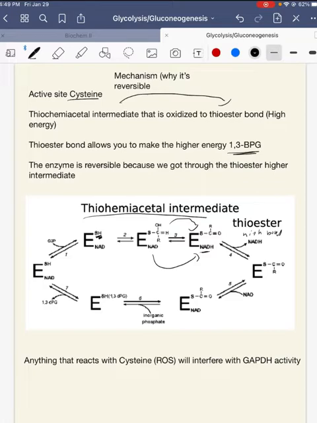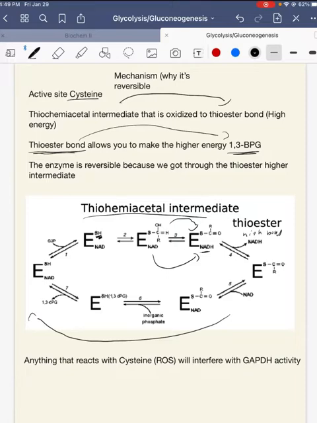And the enzyme, I'm not going to go into too much detail on the enzyme, but the enzyme just mainly continues in a circle. So once the energy is made in the thioester bond, it is converted into 1,3-BPG, and then the cycle starts over. This is the reason why this enzyme is reversible, even though we make a very high energy bond that is able to be coupled with the next subsequent reactions.